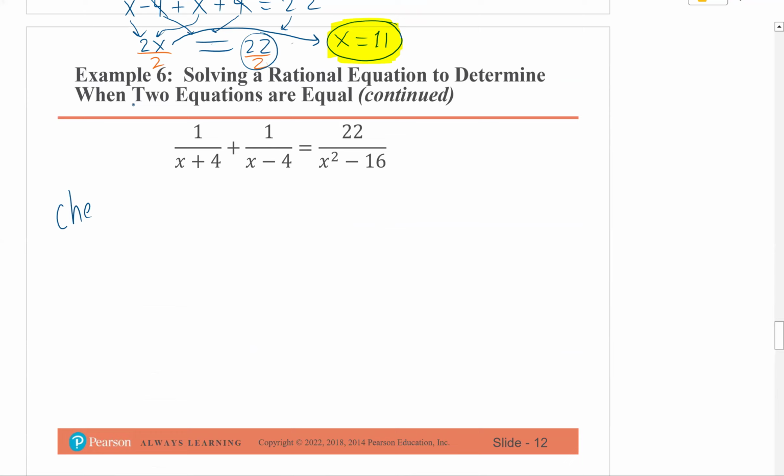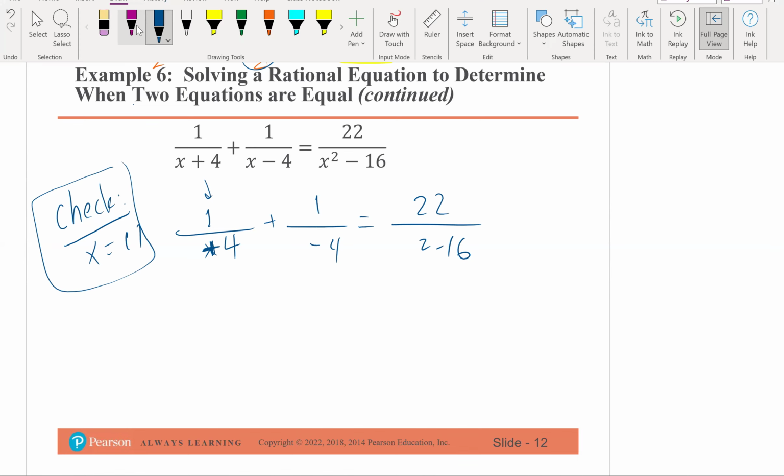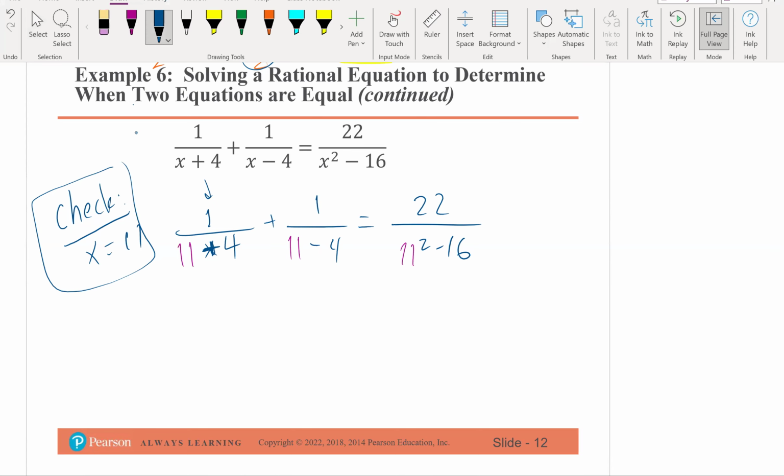Check my answer. I think x is 11, supposedly. So I'm gonna replace it wherever there was an x. I'm just going to rewrite this exact equation. Oops, I was just about to say with no x's, and then here I go writing an x. Get rid of the x. But where the x was, I'm going to put an 11. Okay, let's individually simplify each fraction and see if it's true.